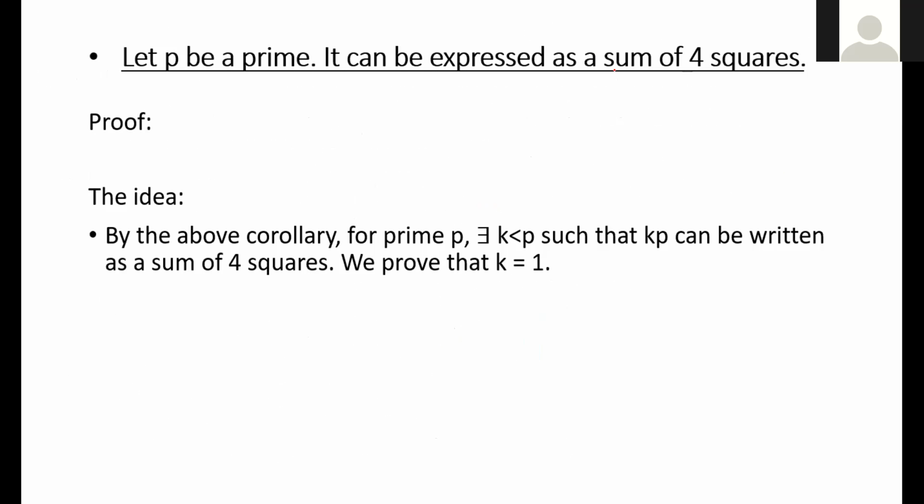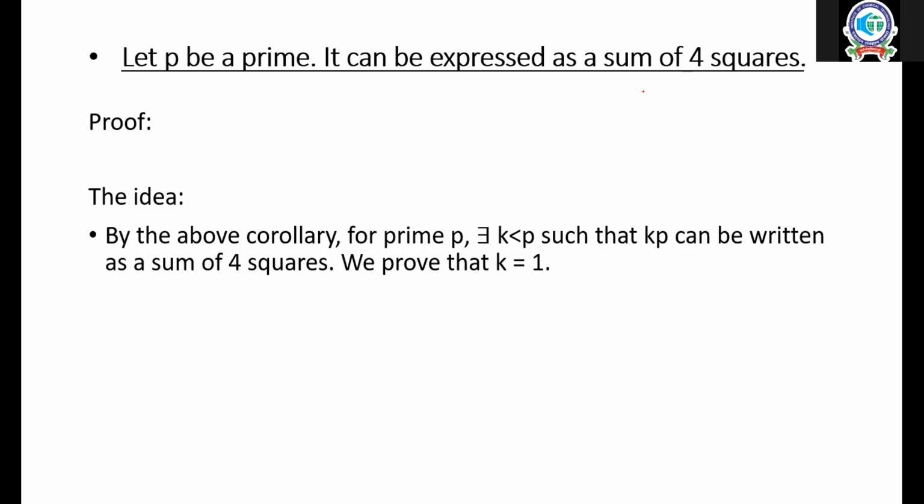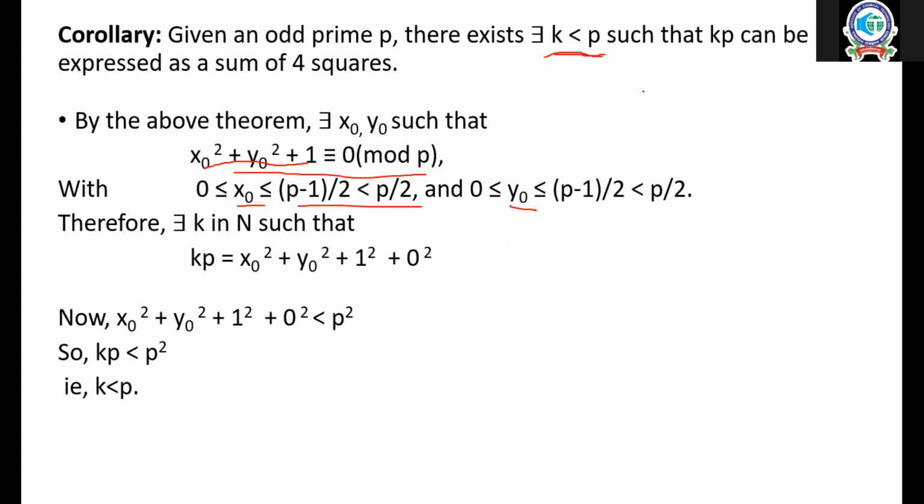Now the most important thing here: if we have a prime p, then we are claiming that it can be expressed as a sum of 4 squares. So the idea basically here is that we prove that kp can be expressed as a sum of 4 squares. If we manage to prove that k is equal to 1, so we are talking about existence here, we will be done. This is the entire crux of the proof, right? It is the main happiness comes there.